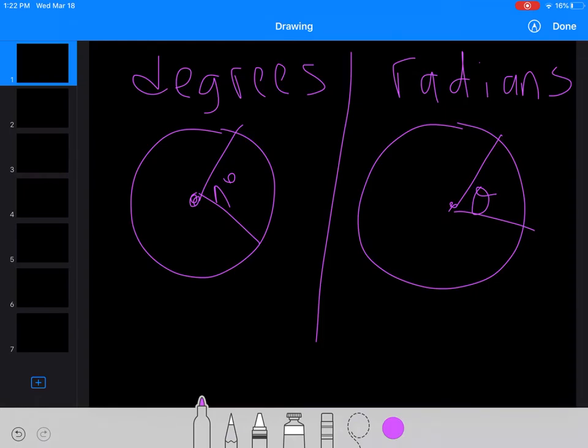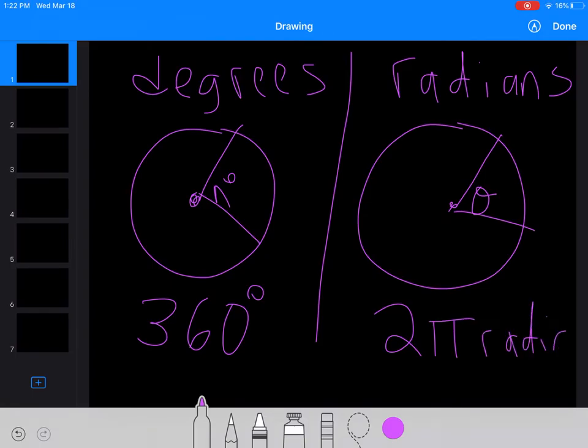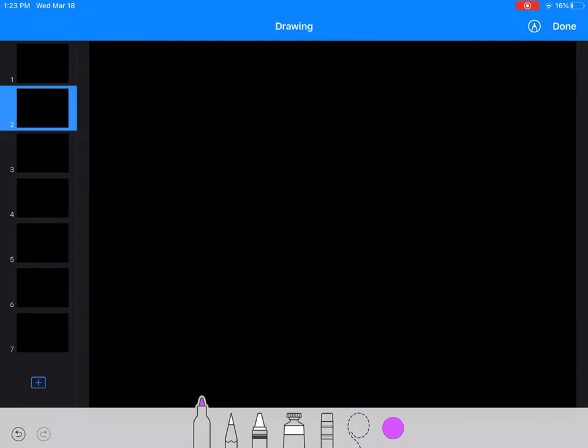So degrees we're familiar with. There are 360 degrees in a circle. And there are about 2 pi radians in a circle as well. So it's still the same circle, but one's in degrees, one's in radians. So let's talk about radians a little bit now.